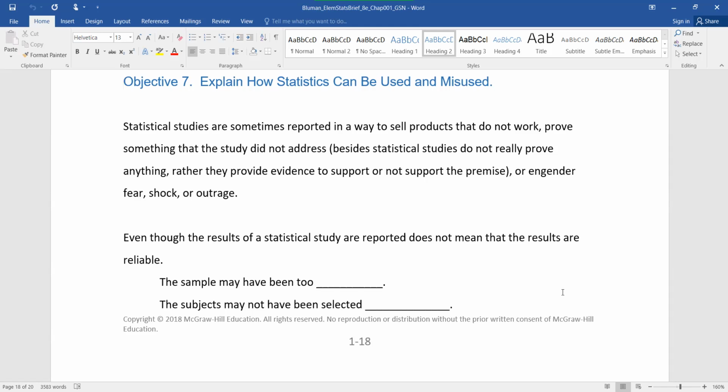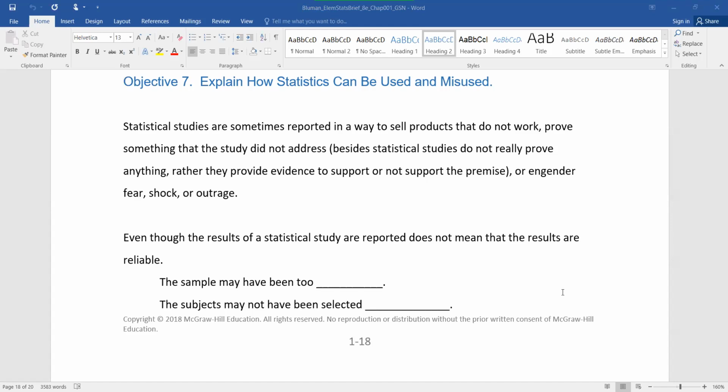Or engender fear, shock, or outrage in people, right? So even though the results of statistical studies are reported, does not mean the results are reliable. A couple of things on what could go wrong is the sample may have been too small.